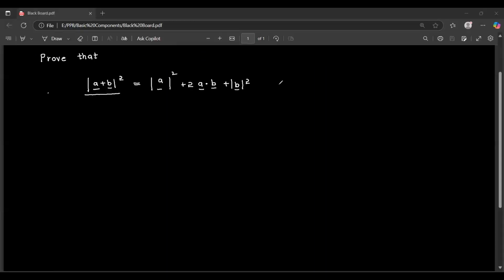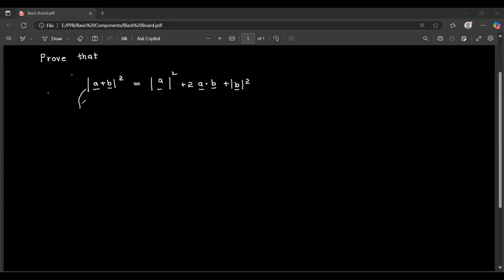Now let's look at another type of question. Here we have to prove that the magnitude of vector A plus B, whole thing squared, is equal to modulus of A squared plus 2 A dot B plus modulus of B squared. How can we do this?